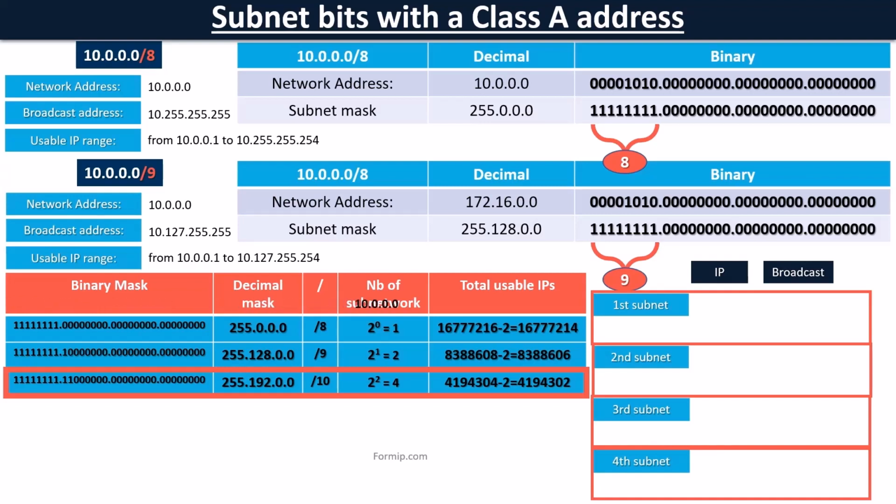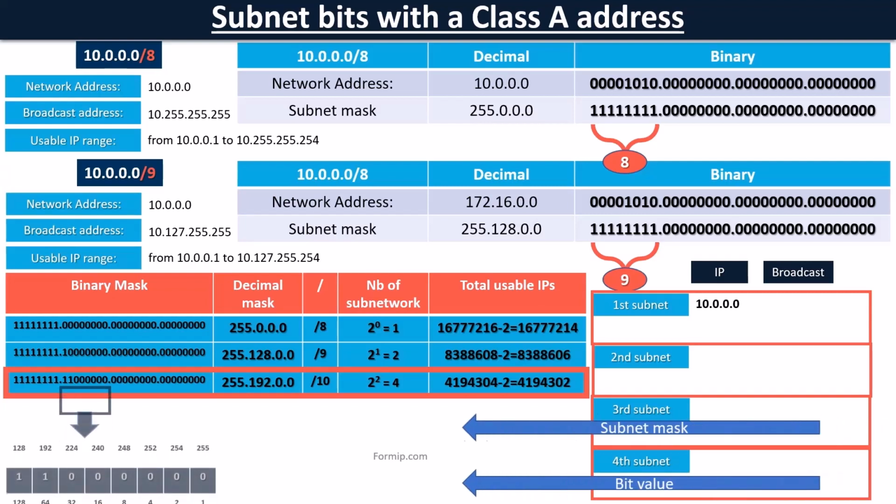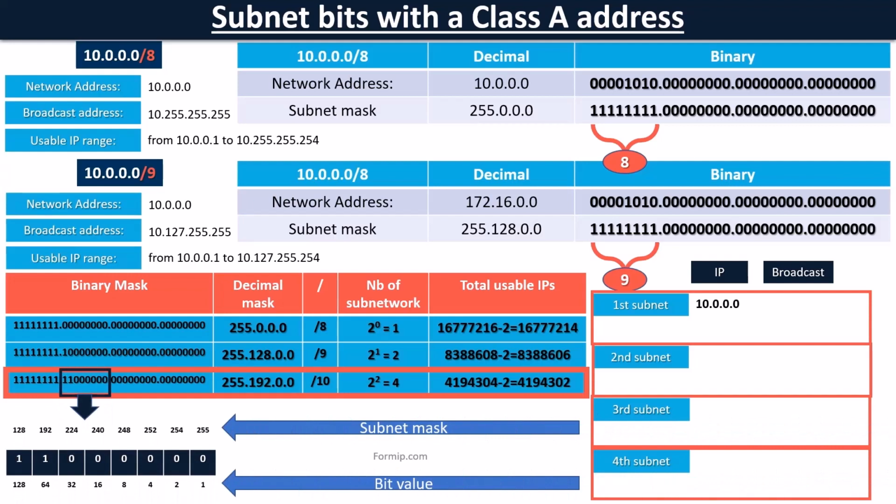Here it is, the 10.0.0.0 network. To determine each subnet address, the network address must be increased by the value of the last bit that was borrowed. In this example, 2 bits are borrowed for the subnet of the same network address, 10.0.0.0. The first subnet address is therefore 10.0.0.0. This is subnet 0. The last bit borrowed is the one with the value 64.